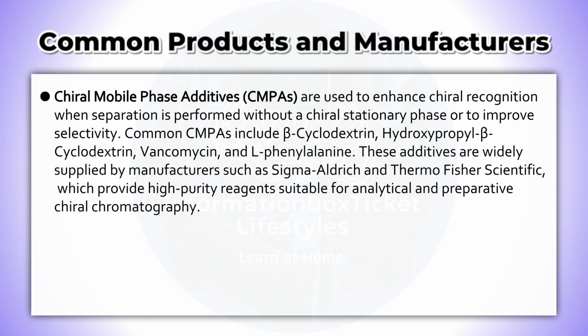Chiral mobile phase additives, CMPAs, are used to enhance chiral recognition when separation is performed without a chiral stationary phase or to improve selectivity. Common CMPAs include beta-cyclodextrin, hydroxypropyl beta-cyclodextrin, vancomycin, and L-phenylalanine. These additives are widely supplied by manufacturers such as Sigma Aldrich and Thermo Fisher Scientific, which provide high-purity reagents suitable for analytical and preparative chiral chromatography.